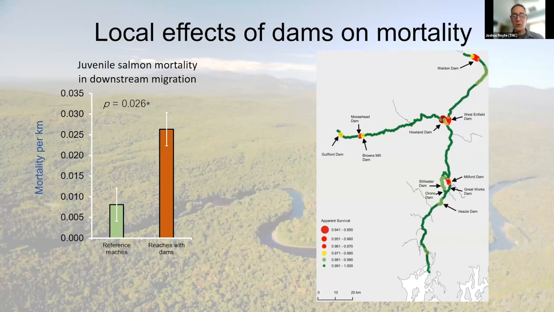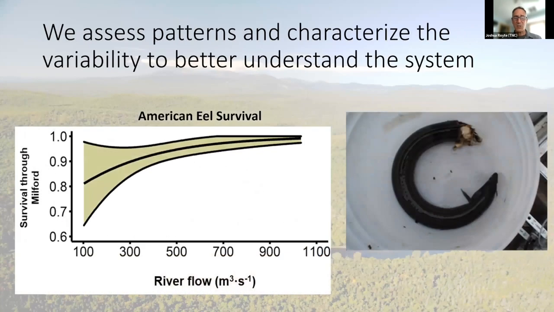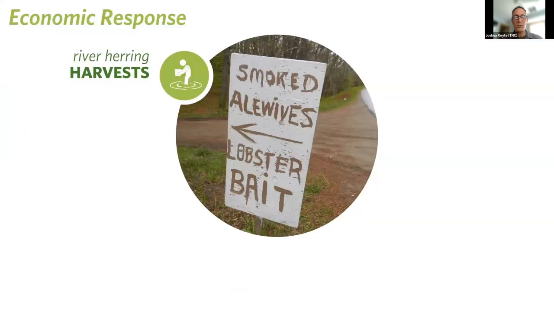And there's also a compounded interest on mortality of juveniles coming out of the stream. The more dams they pass, the worse they fare as they transition into the ocean. It's also noteworthy that American eel survivorship changes dramatically with and without dams. We knew that, but also with the flows at the dams. So these studies have really helped us understand more about the ecology as well as how restoration works.